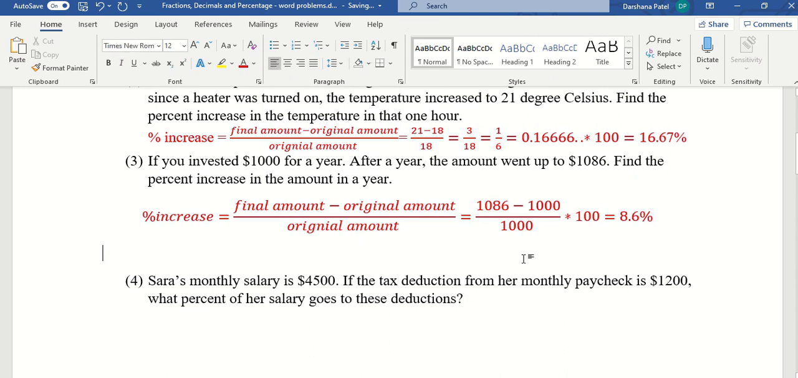If Sarah's monthly salary is $4,500, and the tax deduction from her monthly package is $1,200, what percentage of her salary goes to these deductions? So that will be 1,200 divided by 4,500, and because we are converting this into percent, times 100. The result we get is 26.66666. So we can roughly say 26.67% of her salary goes into the deduction. It's quite high.